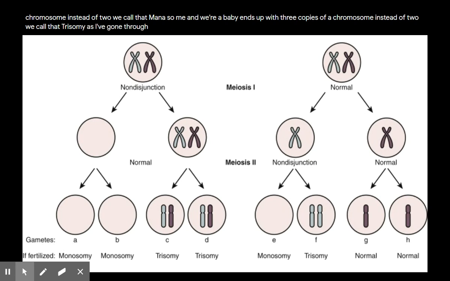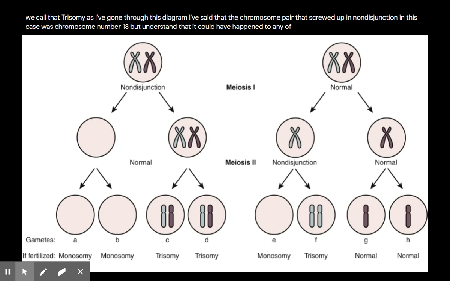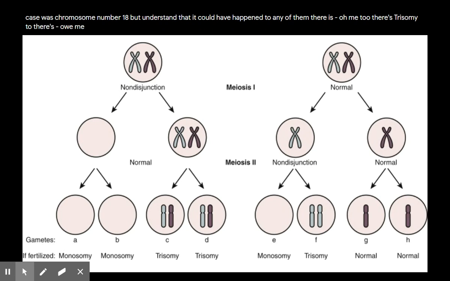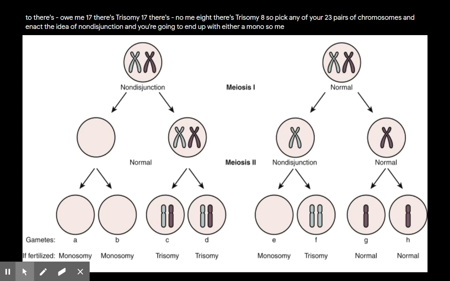As I've gone through this diagram, I've said that the chromosome pair that screwed up in non-disjunction in this case was chromosome number 18, but understand that it could have happened to any of them. There is monosomy 2. There's trisomy 2. There's monosomy 17. There's trisomy 17. There's monosomy 8. There's trisomy 8. So pick any of your 23 pairs of chromosomes and enact the idea of non-disjunction, and you're going to end up with either a monosomy or a trisomy condition for all of them.